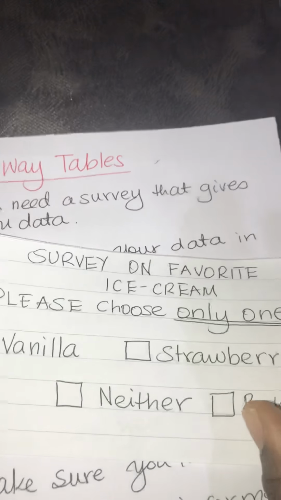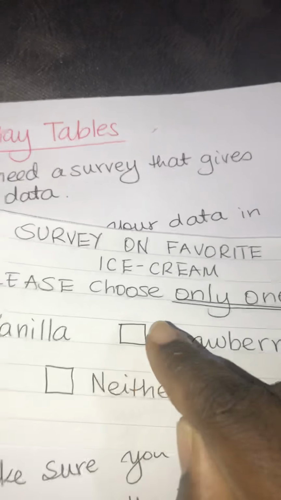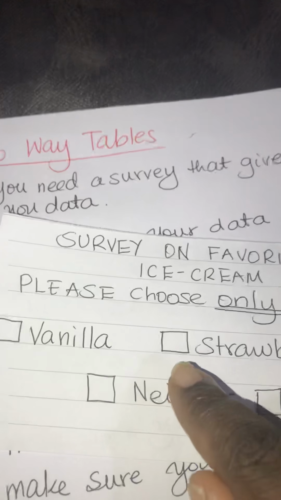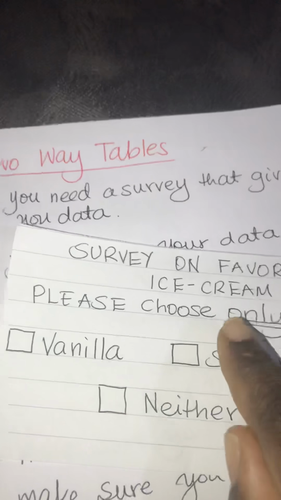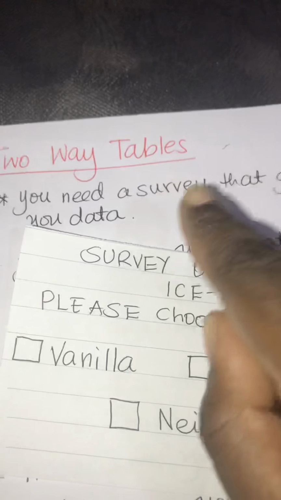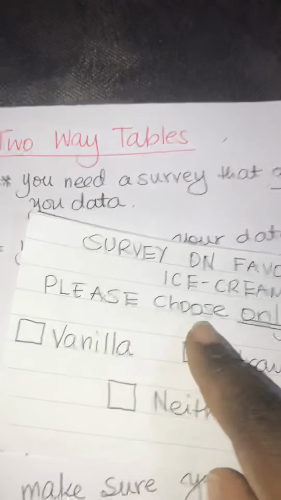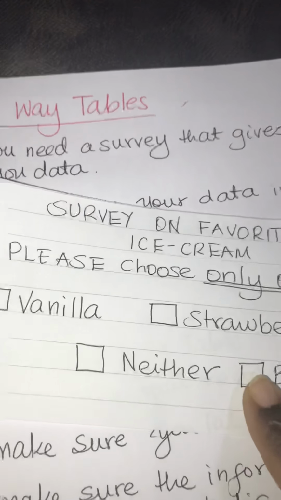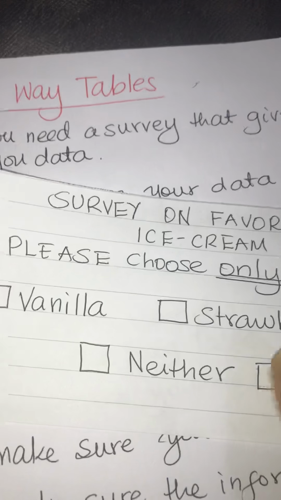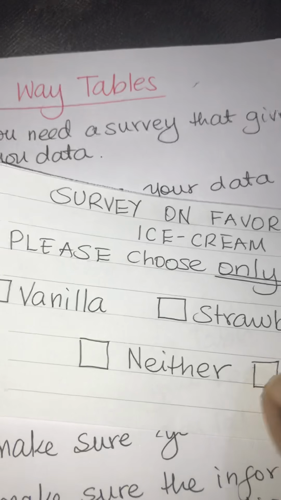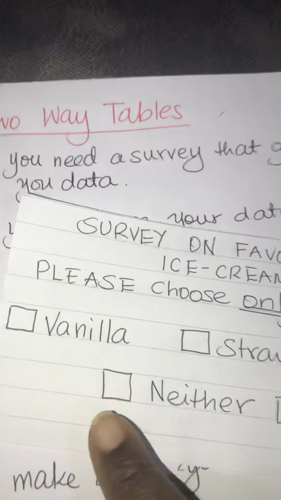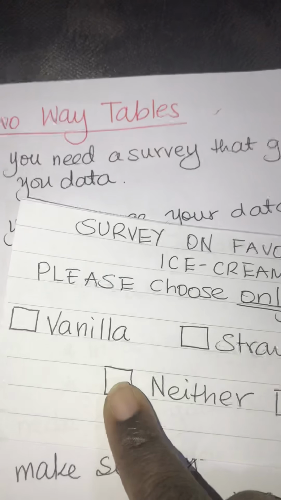Only one box, okay? Now, if somebody's box is not checked clearly, or if they wrote strawberry and they didn't erase and they wrote vanilla, or if they check vanilla and strawberry together, I will put on both, okay? Like that. If it is not clear what they chose, you will put on neither, okay?